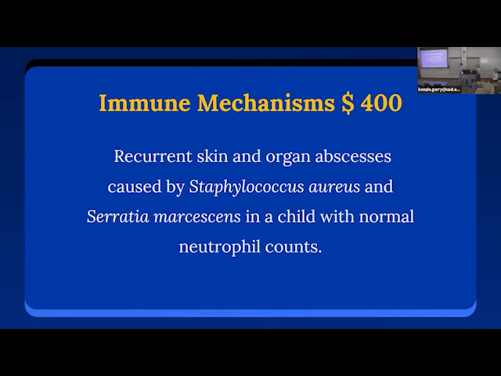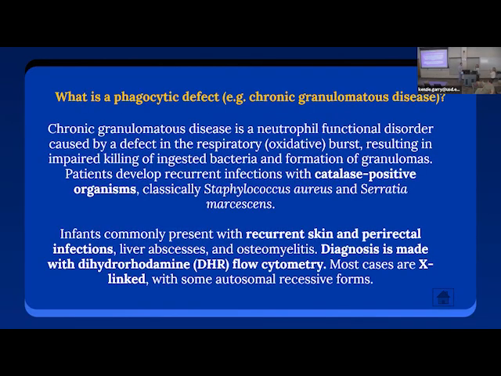Recurrent skin and organ abscesses caused by Staph aureus and Serratia marcescens, in a child with normal neutrophil counts. What is chronic granulomatous disease? There's a defect in the respiratory oxidative burst, and the microbes are catalase positive, which is most likely going to be the bacteria that they present with. They present with recurrent skin and perirectal infections, liver abscesses, and osteomyelitis. Diagnosis is made with DHR flow cytometry. And most cases are going to be X-linked, but there are a few autosomal recessive forms. So most likely going to be a male, but might not be.